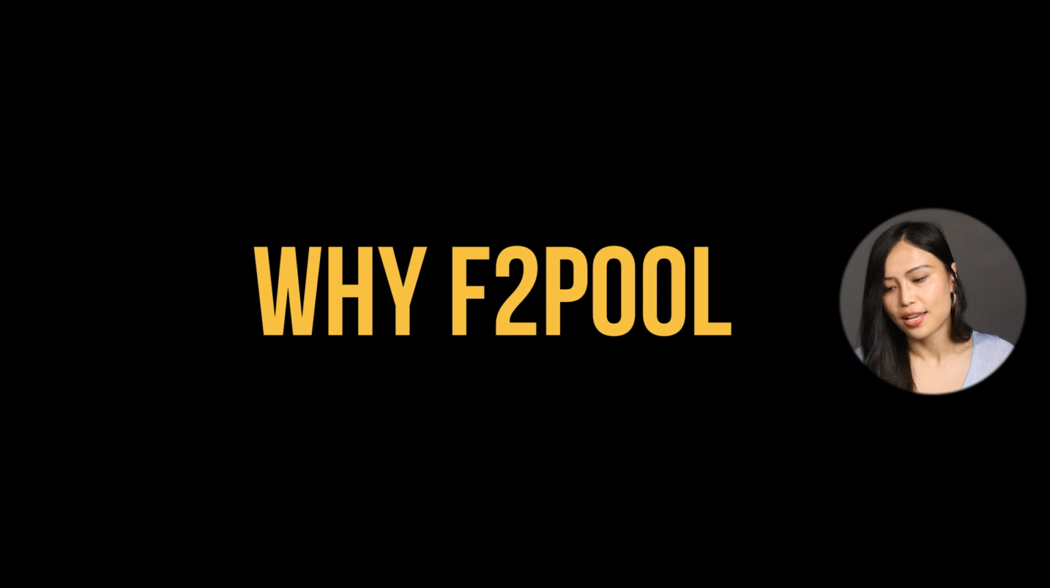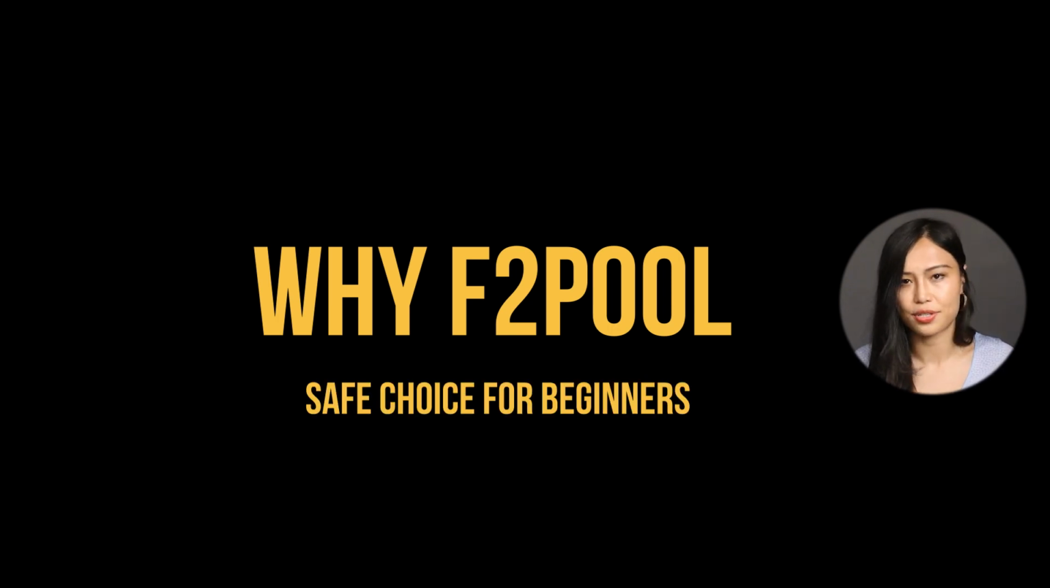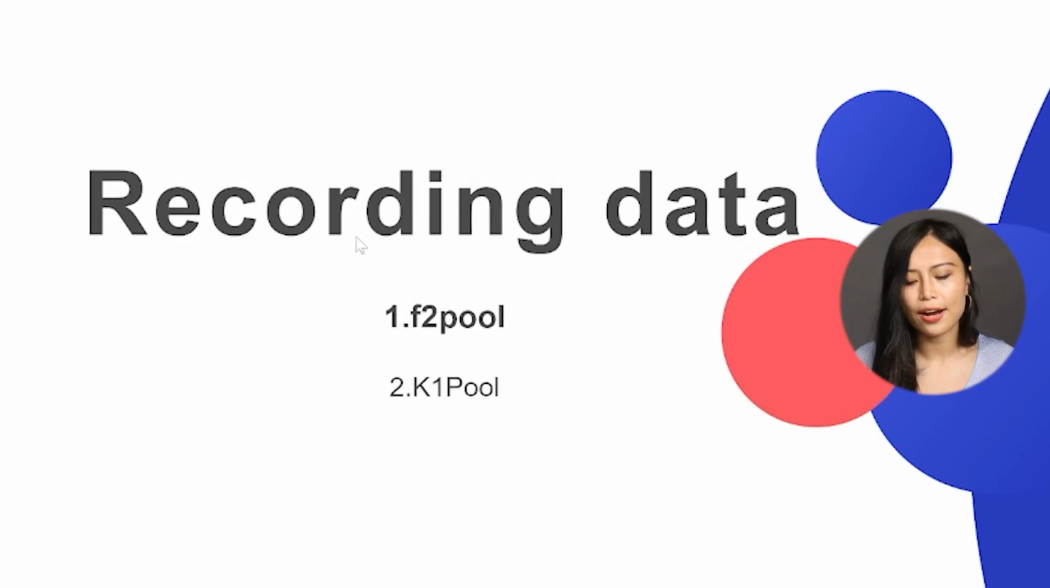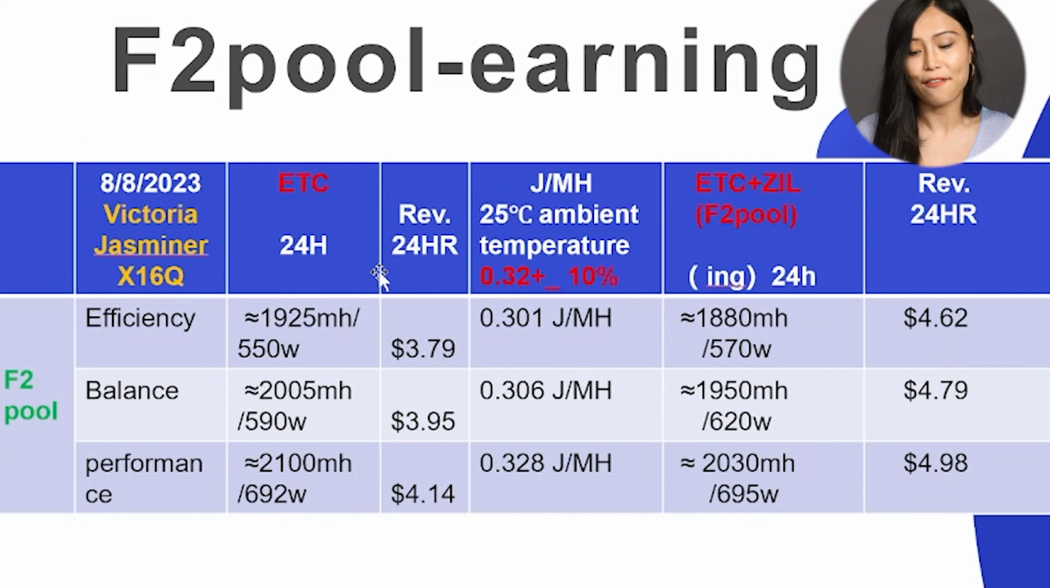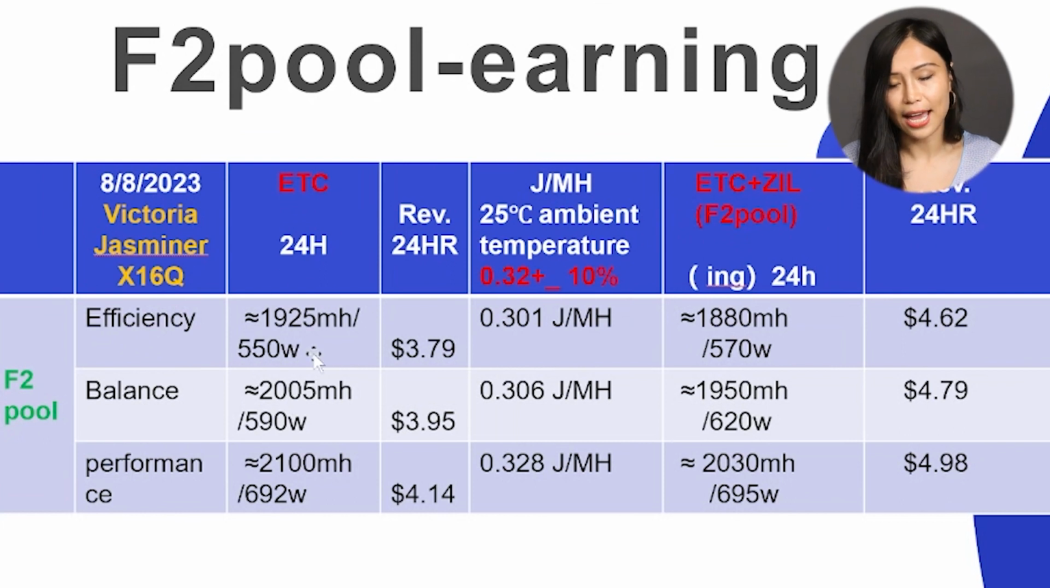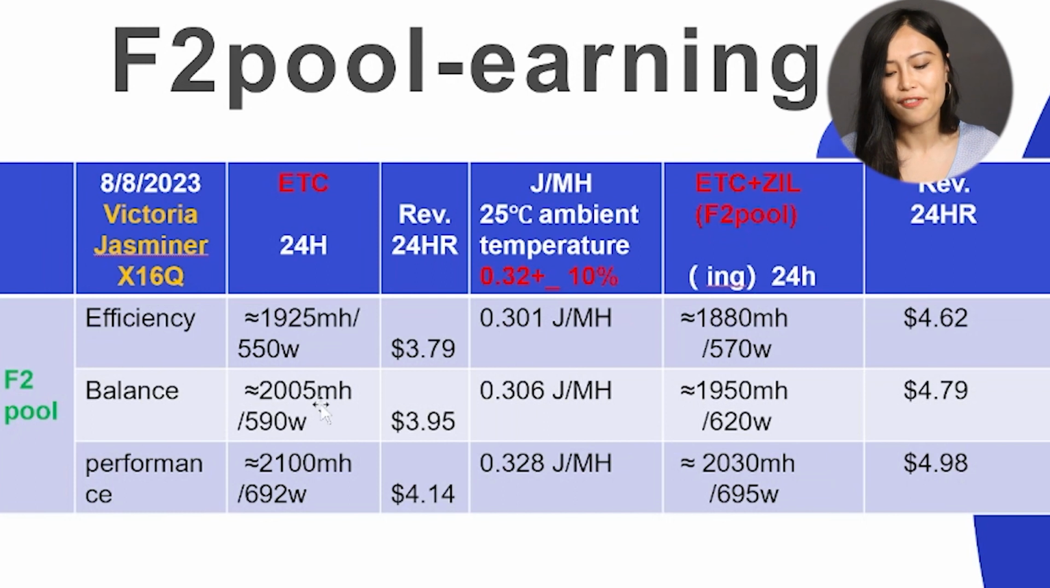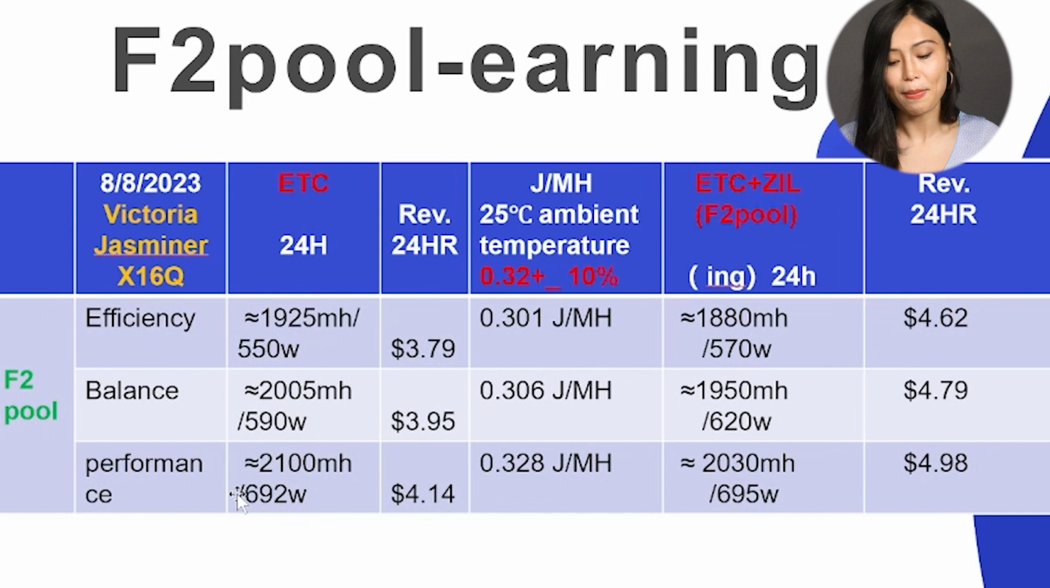Why choose F2 Pool? I would say F2 Pool is the safest mining pool for most beginners to try. Now, here is the basic F2 Pool earning. There are three modes: efficiency, balance, and performance. Efficiency on ETC goes over 1925 megahash per second at 550 watts. The balance is 2005 megahash at 590 watts. The performance, we go 1200 megahash at 692 watts.